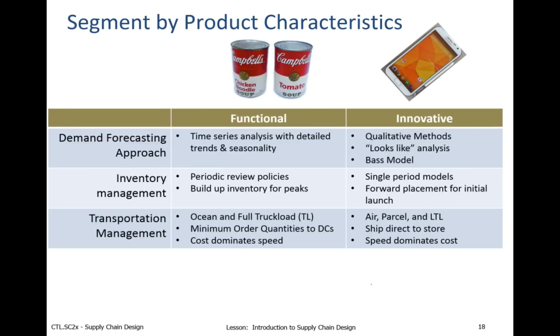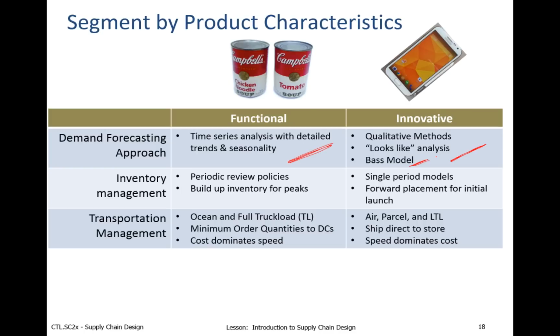So why do we care about this? Well, this changes the way that we approach our supply chain design and how we perform our supply chain functions. So for demand forecasting for these functional products, I have history. So I'm going to use exponential smoothing, time series. I'm going to have detailed analysis of trends, seasonality, maybe geographic factors, because I have history I can lean on. For innovative products, not so much. I'll have to use more qualitative methods, like looks-like analysis. So I'll find a product that was launched, say, last year that's kind of similar and use that as a proxy. I might use the Bass diffusion model. So it's a very different type of forecasting.